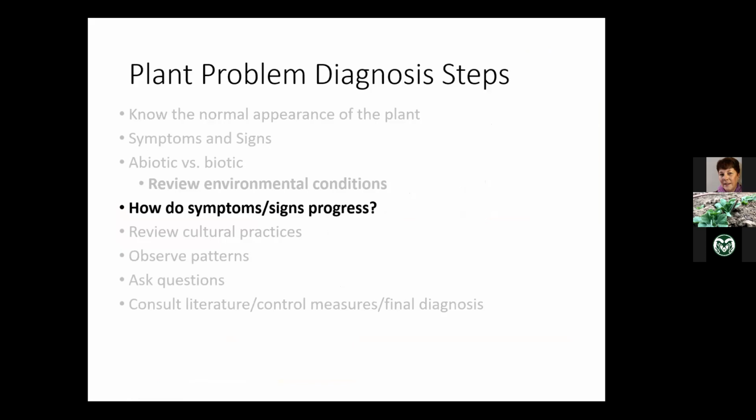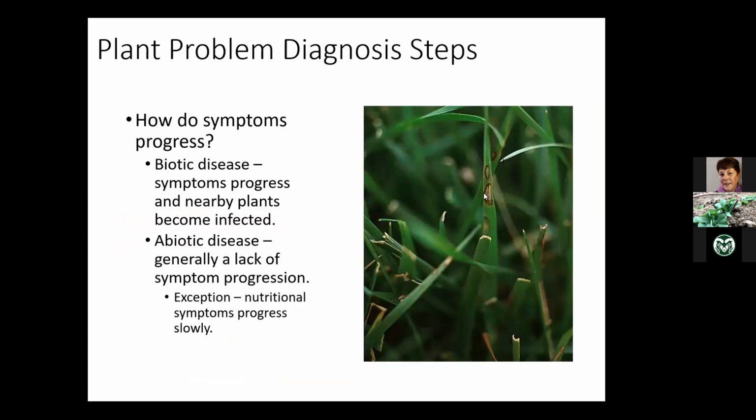Okay, so now we look at how these symptoms and signs progress. When we talk about an abiotic problem, generally it's a one and done sort of thing, no symptom progression. The common exception to this is fertilizer or nutrition issues with plants, because those can progress slowly. They can move throughout the plant as the plant becomes depleted of whatever nutrient it needs. The symptoms can become more severe.